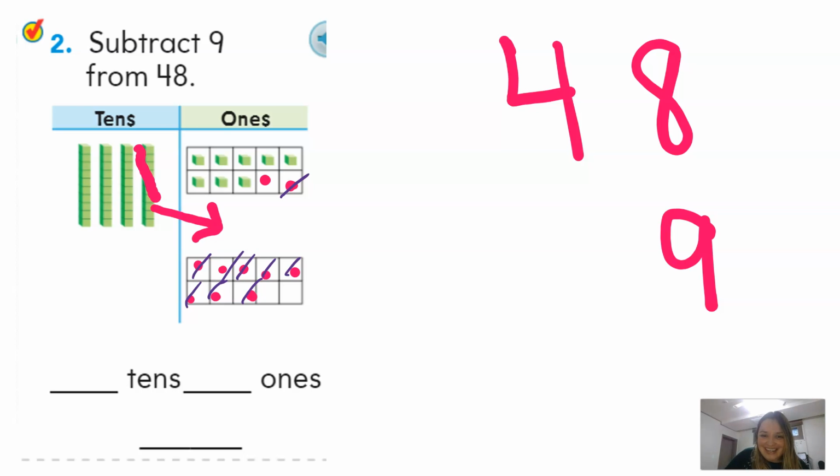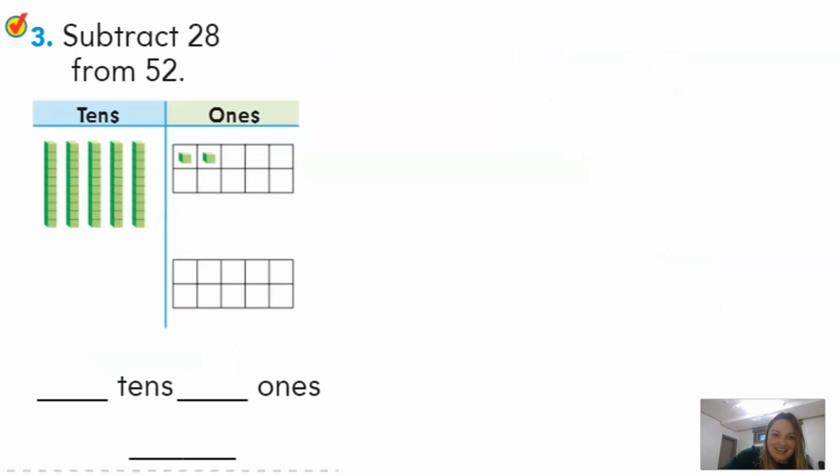All right, we did it. Now let's count the ones that are left over. So this is 5, 6, 7, 8, and 9. So we are left with 9 ones. And let's see how many tens we're left over with. 1, 2, and 3. So we have 3 tens and 9 ones. So my answer is 39. Very good, boys and girls. You are doing great.